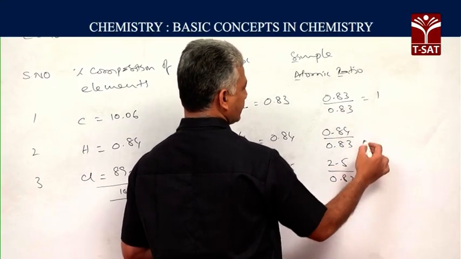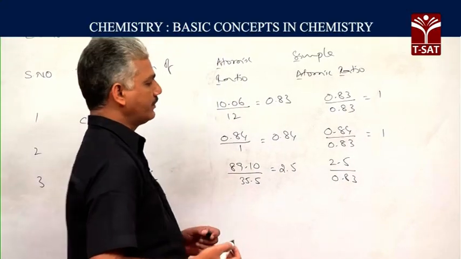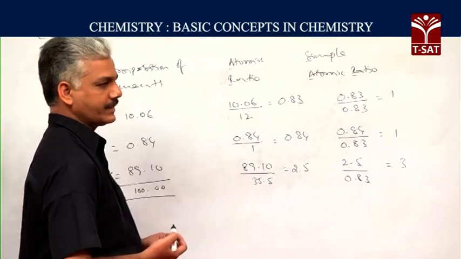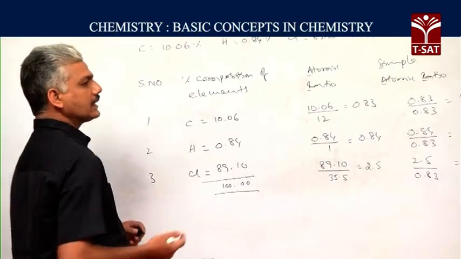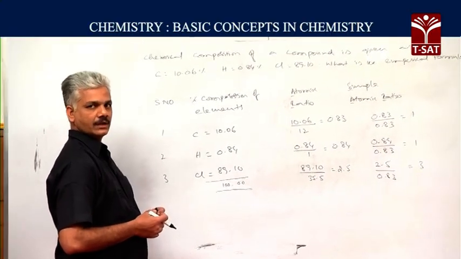This value comes out to 1. The second value also comes out to 1 approximately. The third value comes out to 3 approximately. So, those adjusted integer values will be taken as the simple atomic ratio.